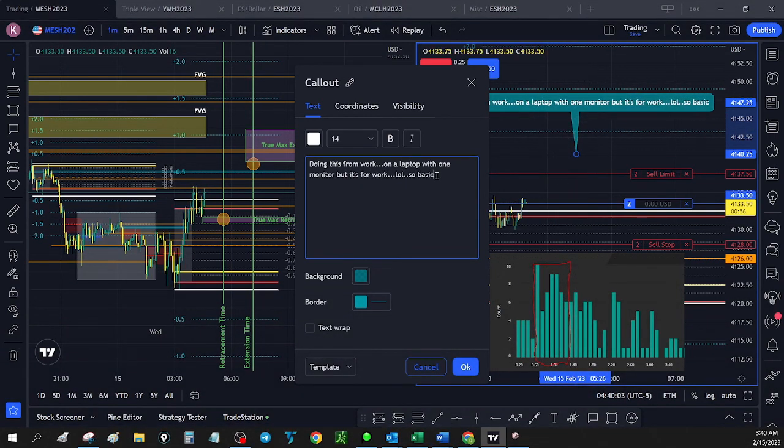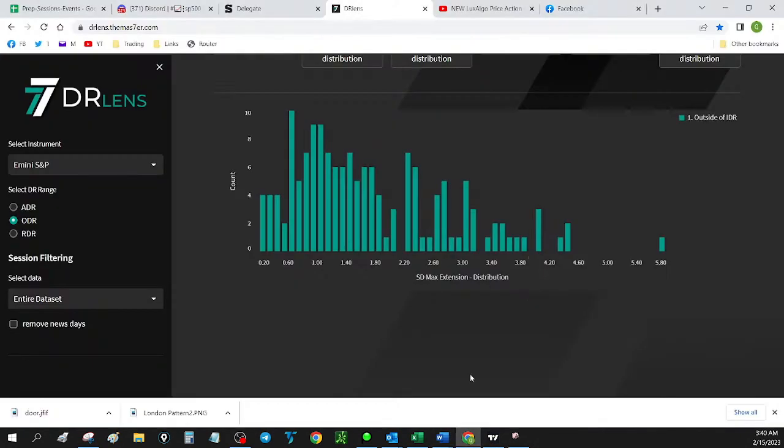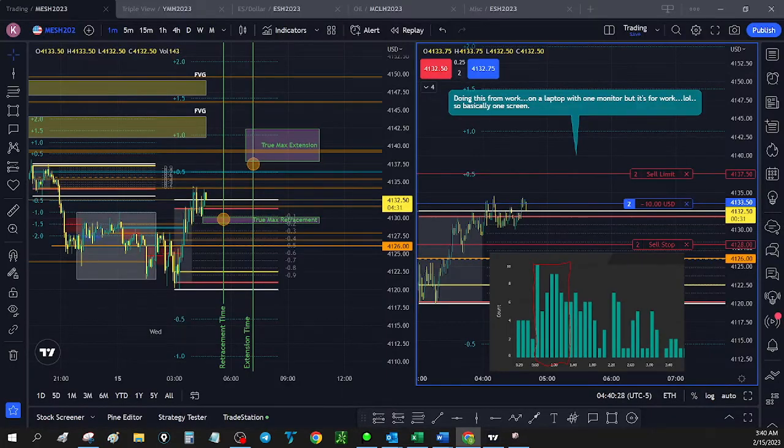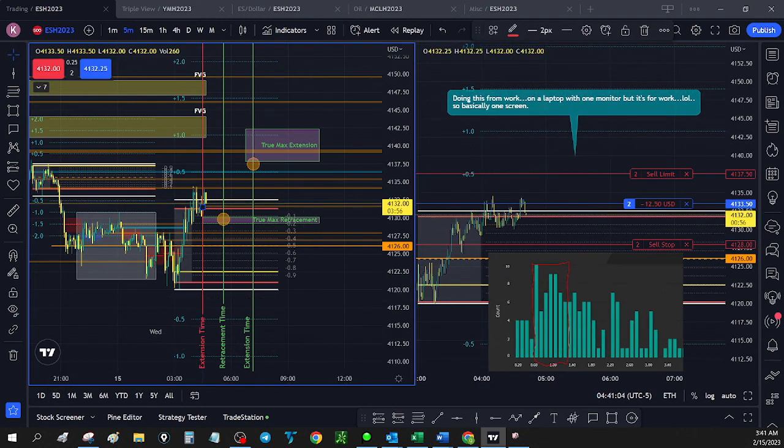It gives us an indication of how to use the database that's provided. It's called DR Lens, and it's basically 20 years' worth of stock market data on the indexes. It flashes in and out every once in a while here. I've got it in previous videos where you can see more of it. Basically, I'm taking information from the database, and I marked up the chart. You can see where the True Max extension is, the True Max retracement, and then the retracement time and extension time.